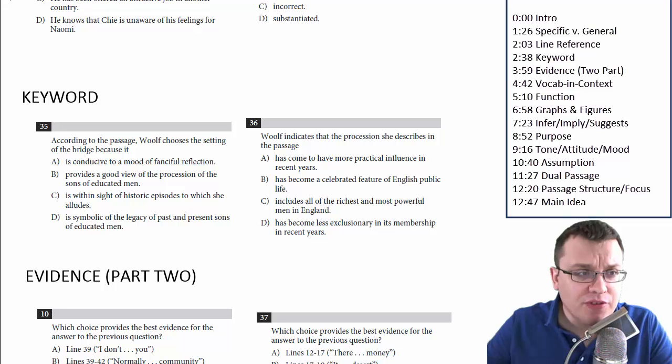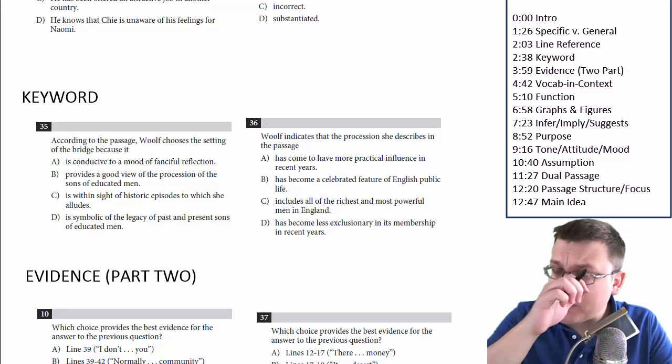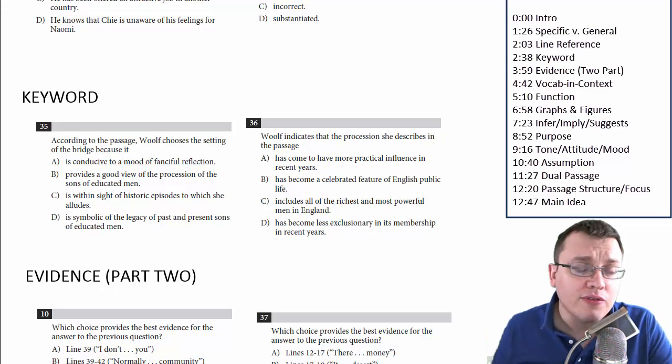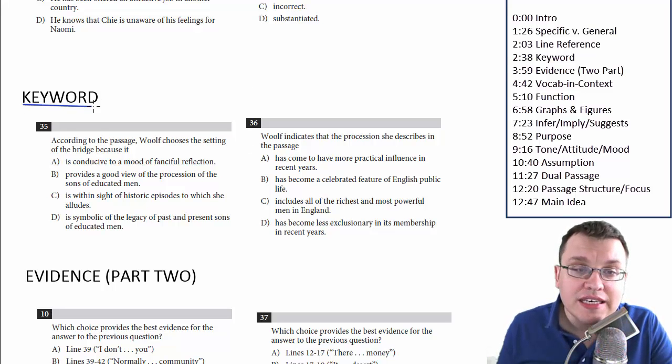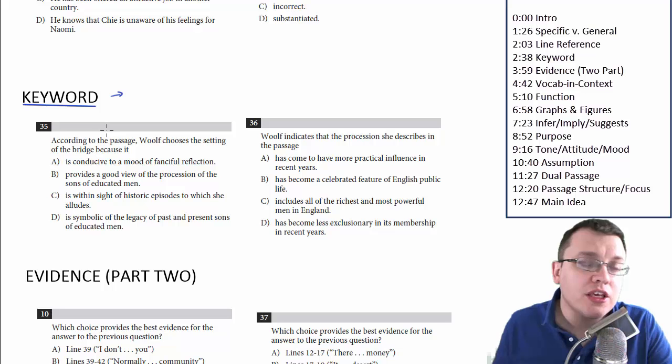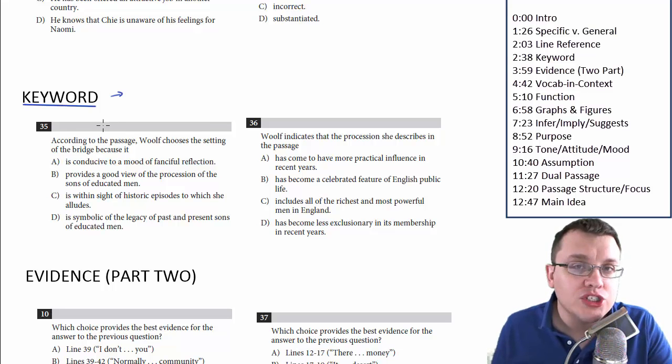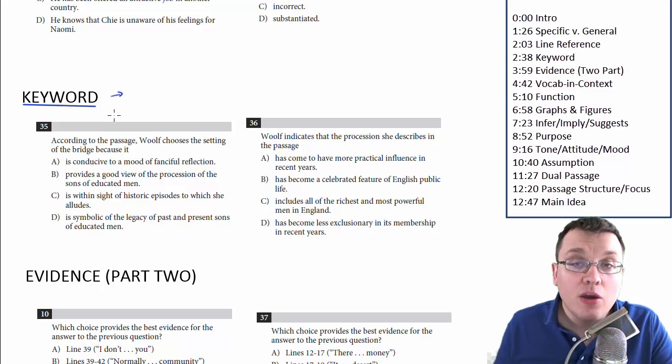The next specific type of question is a keyword question. These are similar to line reference questions in that the answer can be found in a specific part of the passage. The difference is, of course, that there's no line reference. But why I call these keywords is that there's a conspicuous word or words in the question that you can use to help you find the part of the passage that might have the answer.